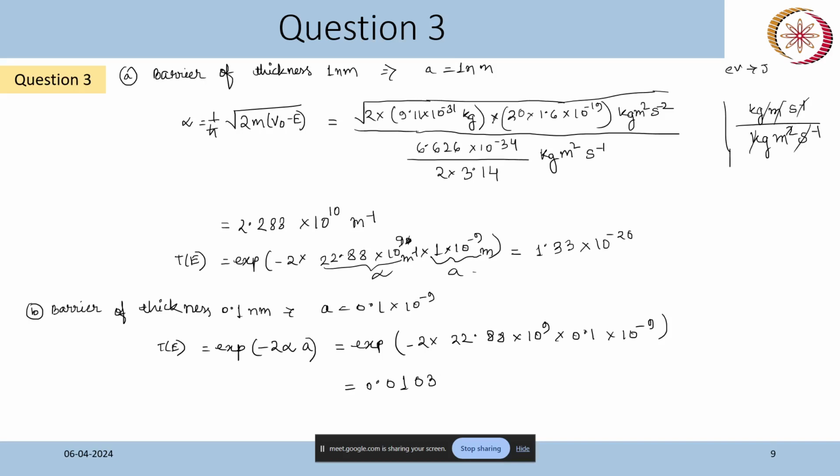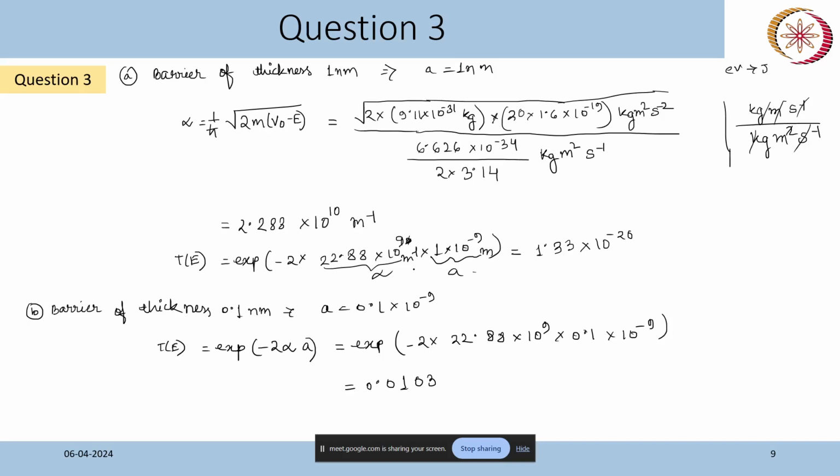So as I mentioned earlier, the tunneling probability for a thicker barrier will be less, so this value is very small compared to this, and you can see the order of difference. So this is 10 to the power minus 20. If the thickness of the barrier is large or comparable to a few nanometers, then the tunneling probability is almost equal to 0. So that is why the phenomenon of tunneling is not observed in classical systems, only in quantum systems where the dimensions are very small.